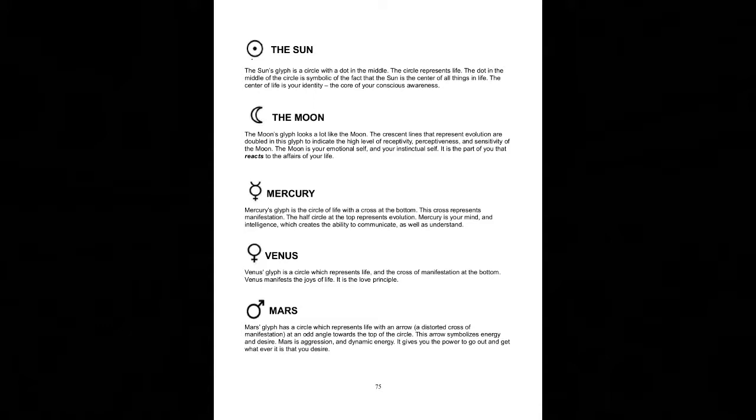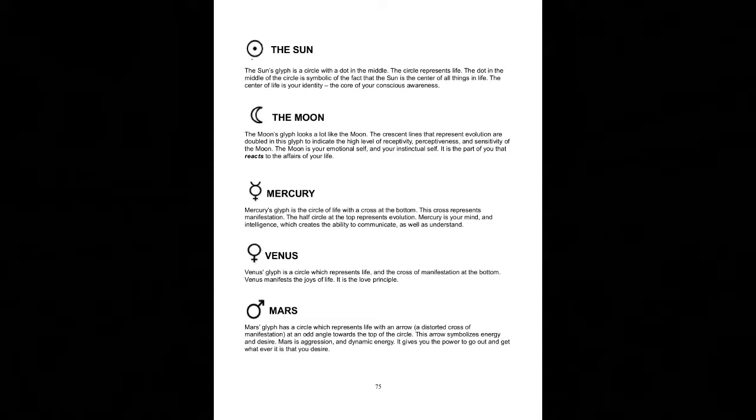The Moon. The Moon's glyph looks a lot like the Moon. The crescent lines that represent evolution are doubled in this glyph to indicate the high level of receptivity, perceptiveness, and sensitivity of the Moon. The Moon is your emotional self and your instinctual self. It is the part of you that reacts to the affairs of your life.